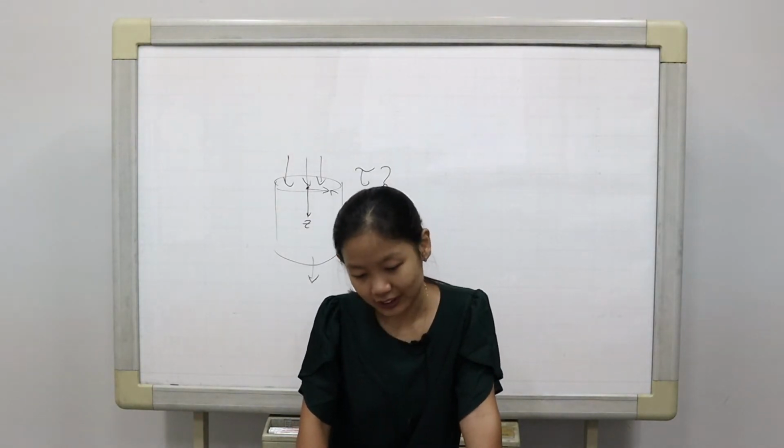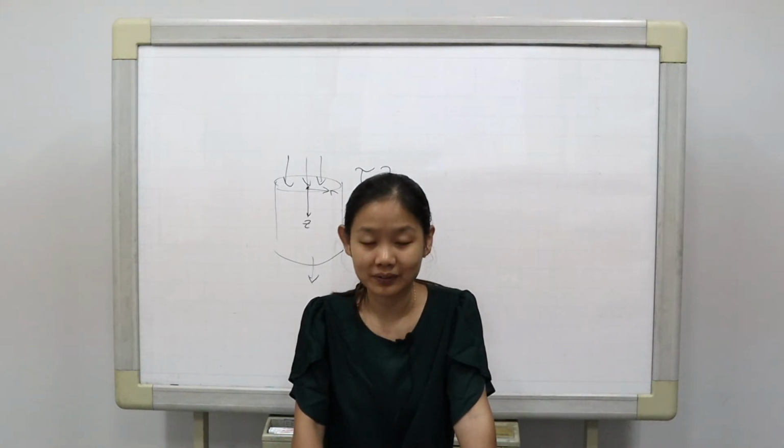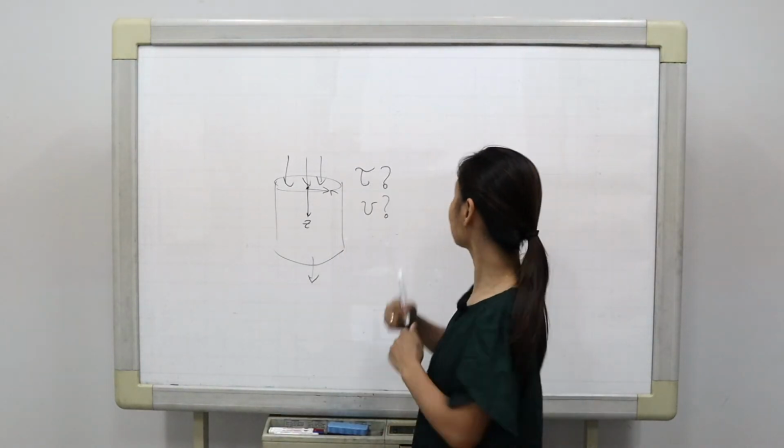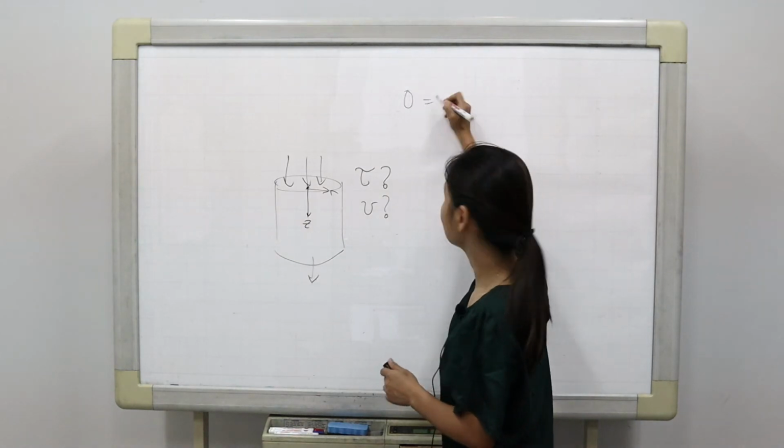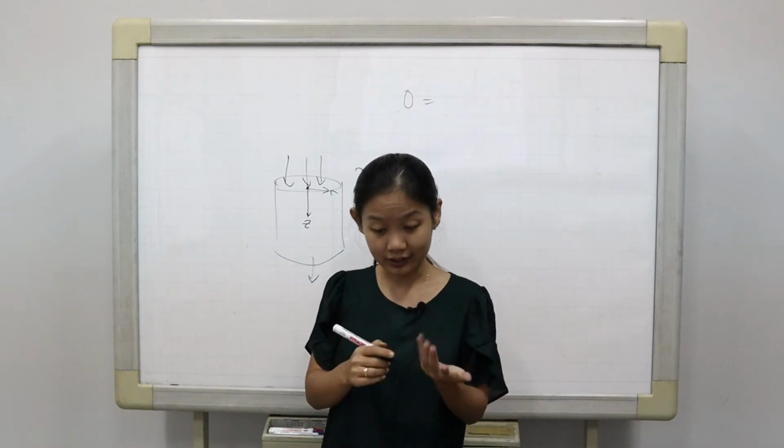So now we can see that the left hand side of that equation is all 0. I will write on the whiteboard 0. Next, let's look at the equation on the right.